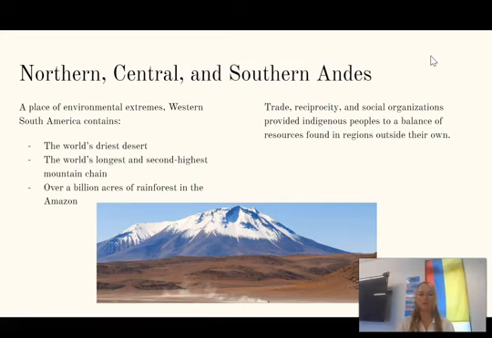So for example, folks living along the coast had access to a lot of marine life, seafood options, but they might not have had access to things like llamas that were used by people in the higher altitude regions. Some regions had precious metals like gold that they would trade for other food and resources.